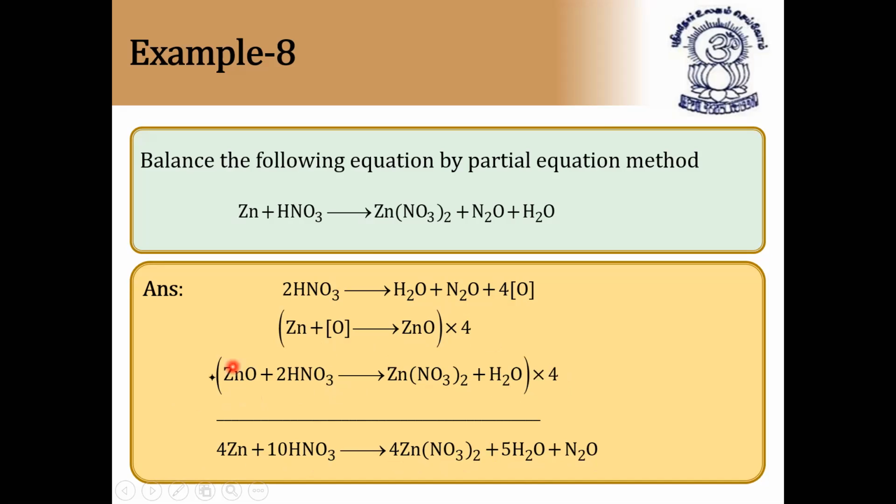Because 4 into zinc oxide, so 4. 4 twos are 8, 8 plus 2 already here, 10. And here 4 into zinc nitrate, so 4 moles. And 5 into 4 into water, and here 4 into 1 water, so 4 plus 1, 5 moles of water. And N2O here only 1, so straight away only 1. So this is the answer. I hope it is clear. So these are nothing but balancing the following equation by the partial equation method.